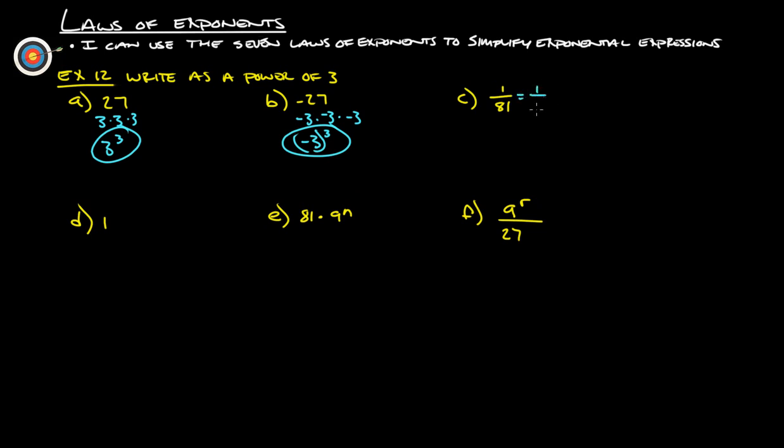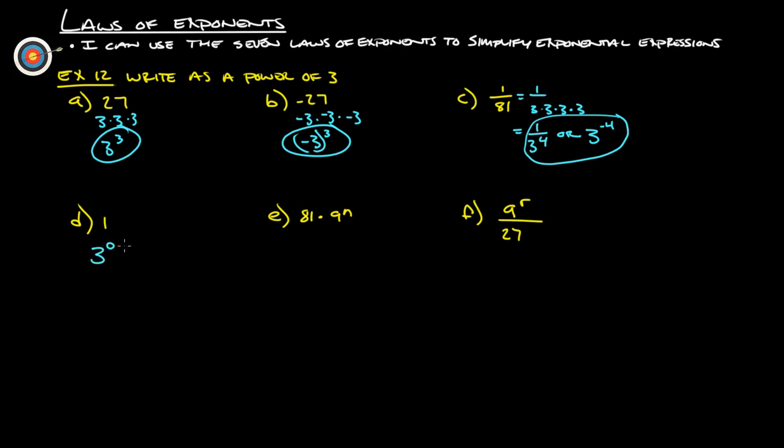81. 3 times 3 is 9 times 3 is 27 times another 3 is 81. So this is going to be 1 over 3 to the 4th. Now we could also write this as 3 to the negative 4th, moving the positive 4 from the bottom to the top. Depending on how the question is asked, if they say write it without fractions, you'd have to write it this way. If they say write it without negative exponents, we'd have to write it the other way. But either one of those would work just fine.